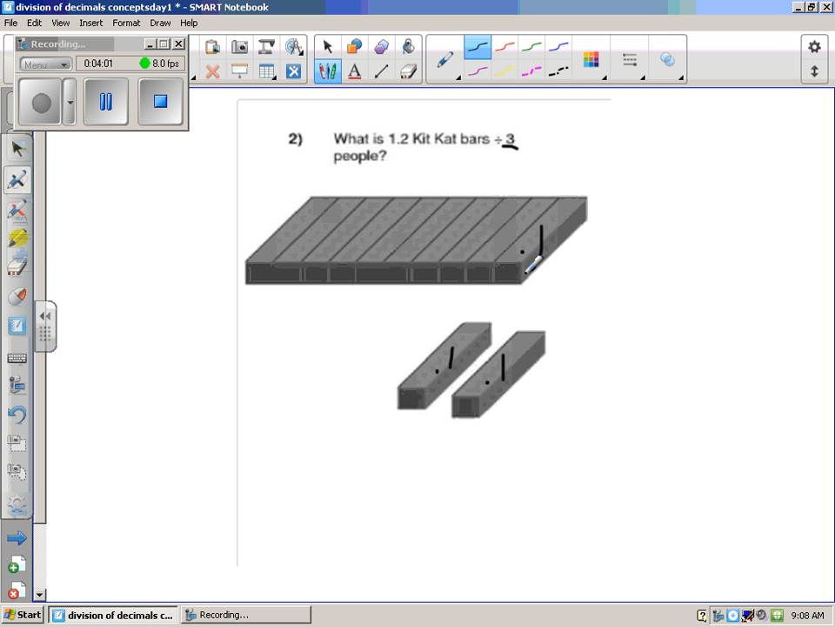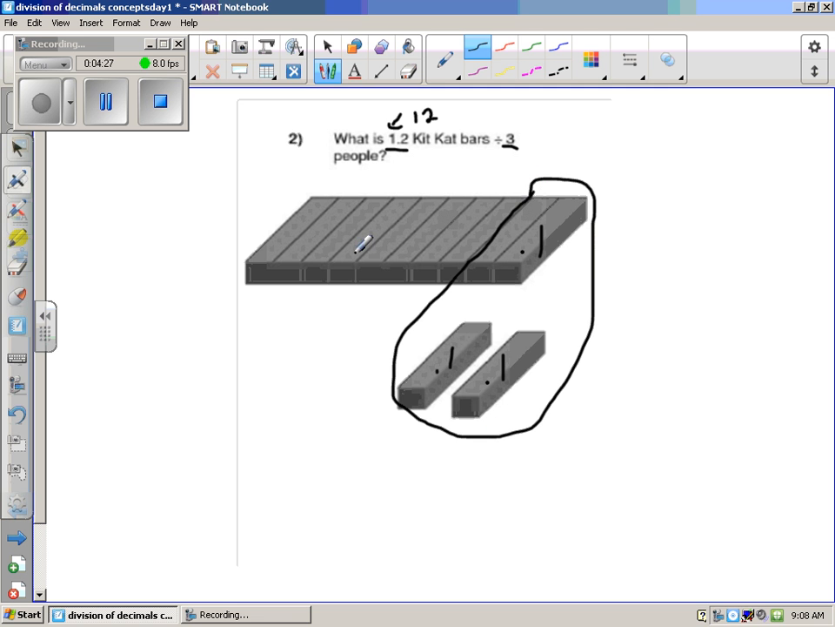So this is our whole, and this is our 2/10, 1 and 2/10. So we need to figure out, we said it to ourselves, we're going to look at this and think of it as kind of the number 12. And considering I have 3 people to divide it by, I'm going to think 3 times 4 gets me to 12. So what if I gave everybody 4 tenths blocks, or 4 chunks of Kit Kat?